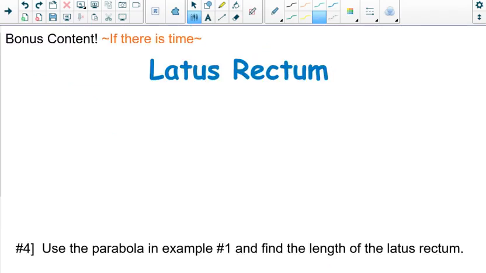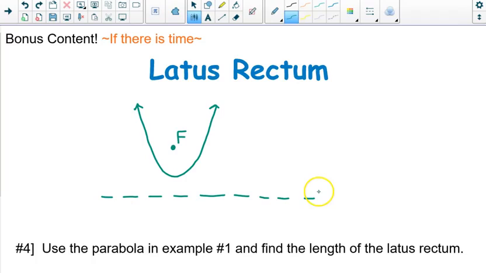Bonus content. This is a doozy. There is something called a lattice rectum. Very strange term. If you have a parabola, let's just make one that opens up, and here's its focus and here's its directrix, you could find points on the parabola that are at the same height as the focus. If you connected those points, you would get a chord that was parallel to the directrix.